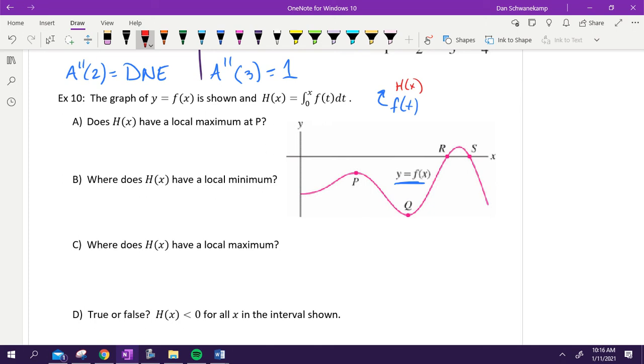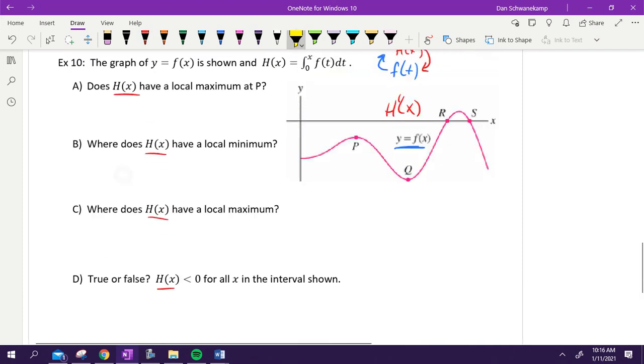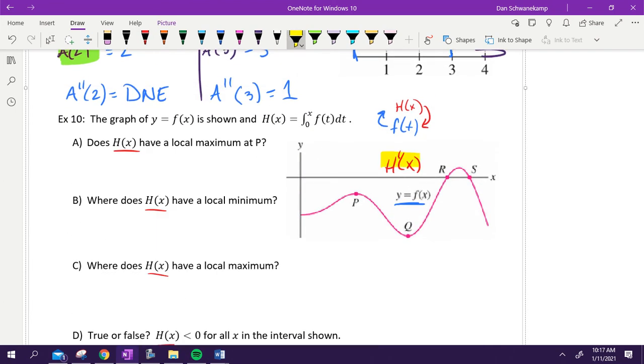So what else could I label this a graph of? This is an H prime graph. Do that because every single question is about H. You want your graph to be in terms of whatever your questions are about. They're all asking about H, so make it in terms of H. This is an H prime graph.